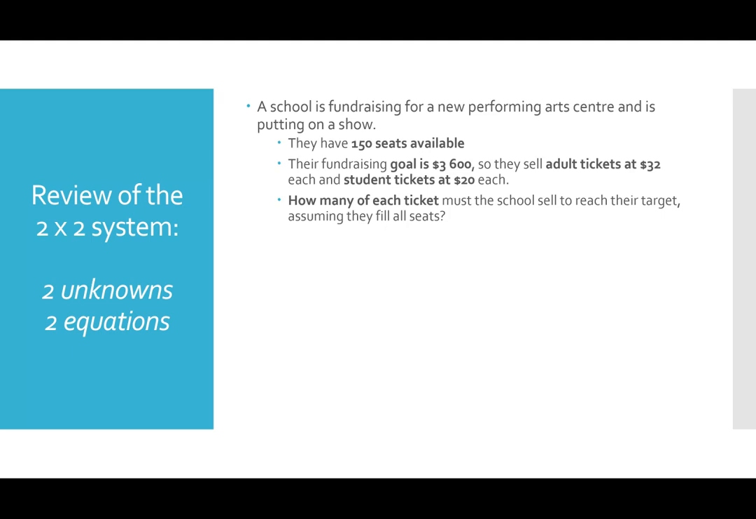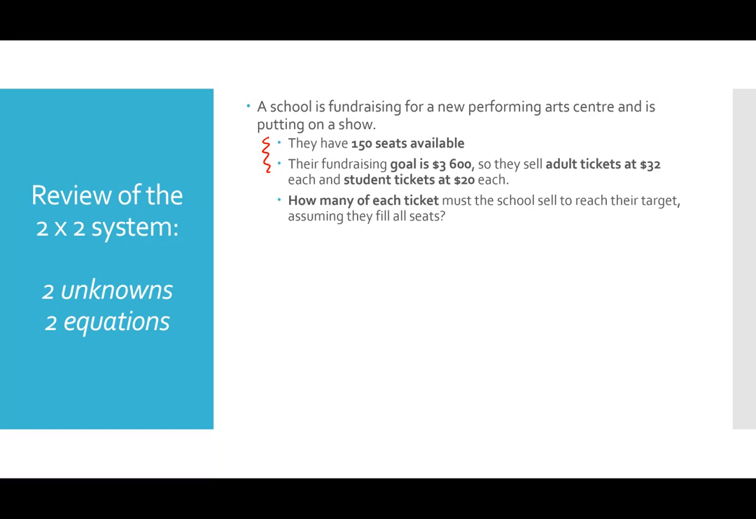Let's start by looking at a Year 11 problem, which is a 2x2 system. I say 2x2, and that means 2 unknowns, 2 equations. As I said before, we're going to extend that to a 3x3 system, which, as you can probably guess, is 3 unknowns and 3 equations. The first 2 bullet points in this problem are the 2 equations that I'm going to write. The last bullet point is what I want to actually find out.